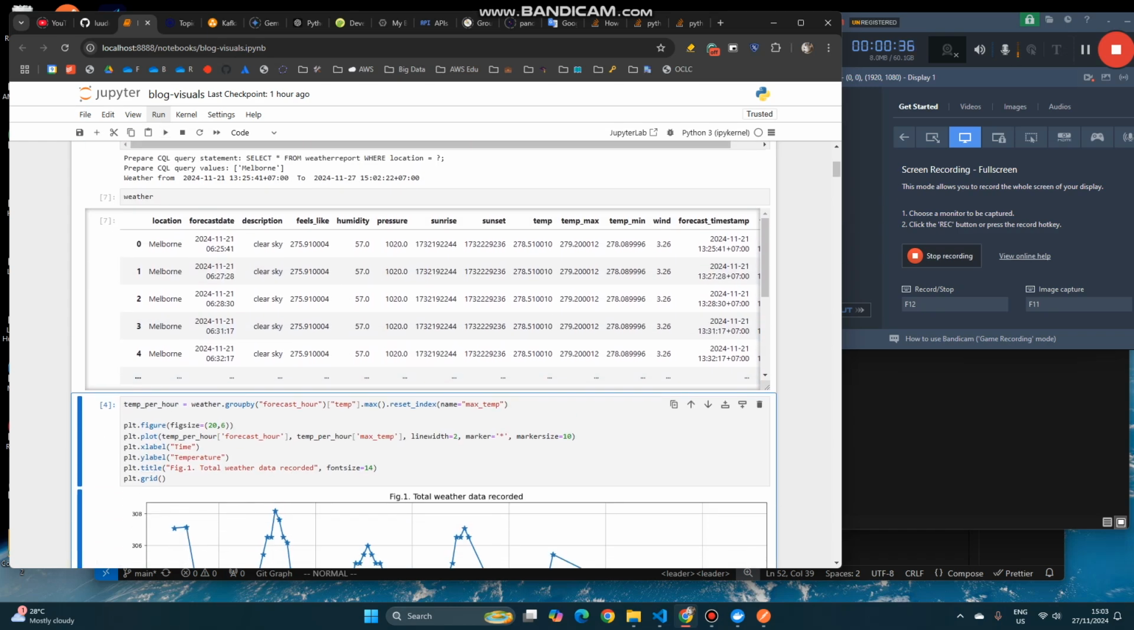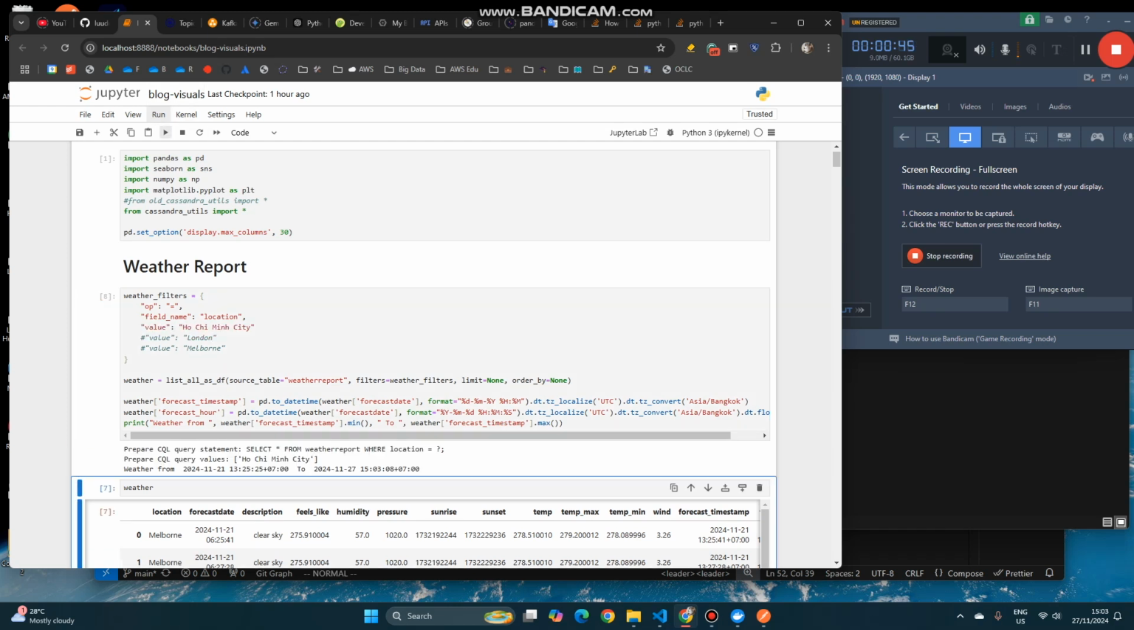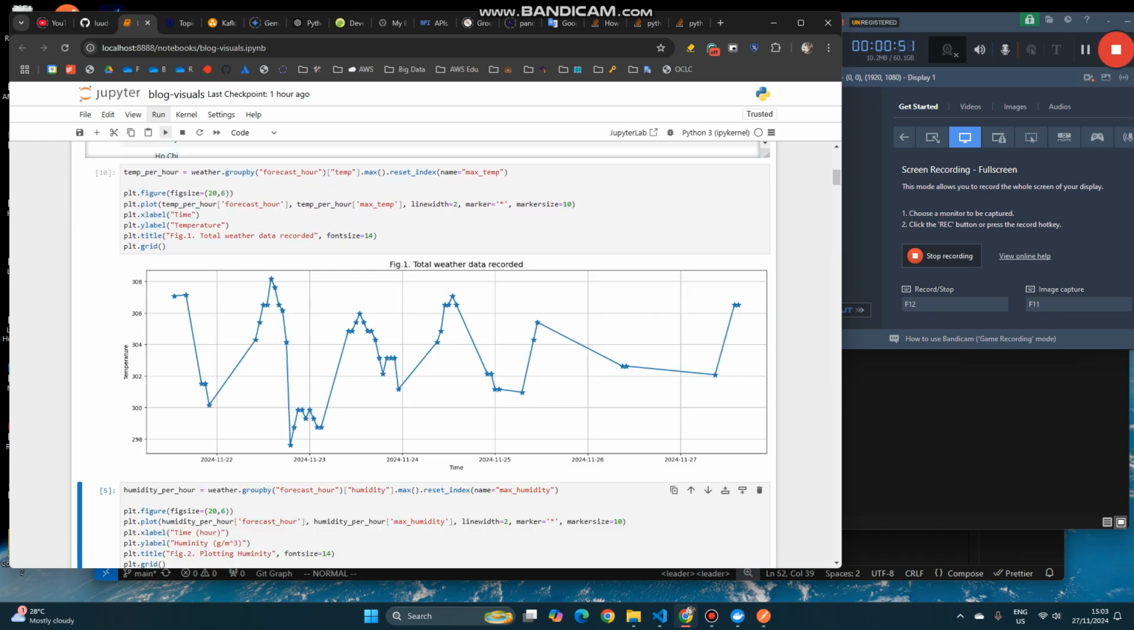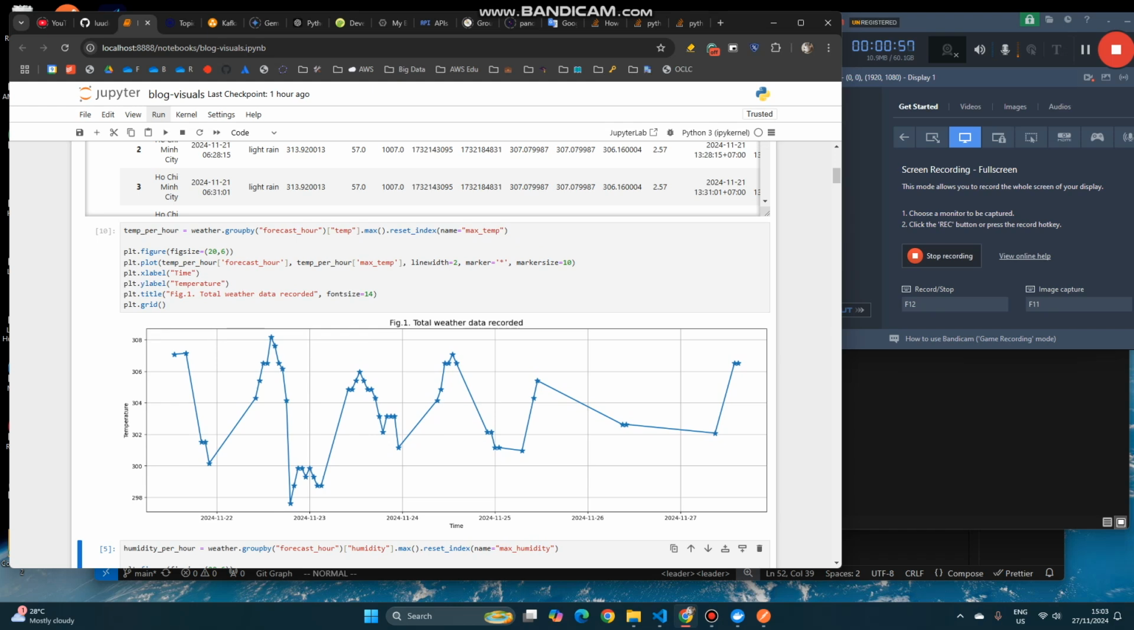Okay, so I'm interested in Ho Chi Minh City. Okay, so I want to run this. And so we will see the weather data recorded has been visualized into a line graph here. So the y-axis is the temperature, and the x-axis is the time. So we can see the temperature changes on different days, and today it's going up a little bit.